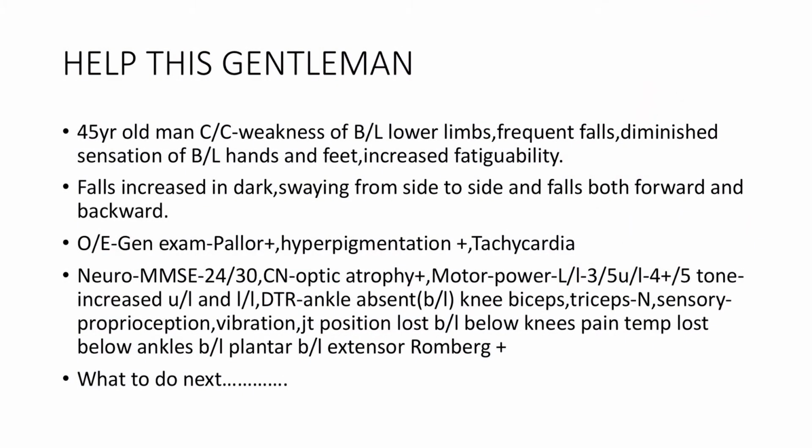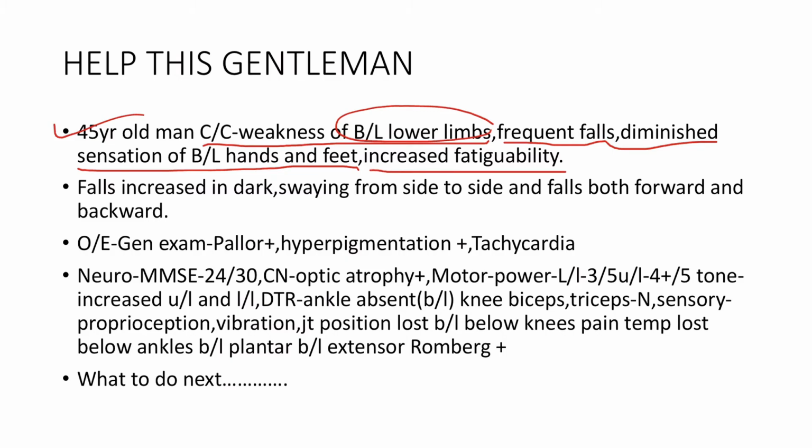So this gentleman is a 45-year-old male who has a chief complaint of weakness of both the lower limbs, right? And there are frequent falls. There is diminished sensation of bilateral hands and feet, and there is increased fatigability. Now, from this, we have involvement of the motor system because there is weakness of bilateral lower limbs, and there is also diminished sensation, that is the sensory system.